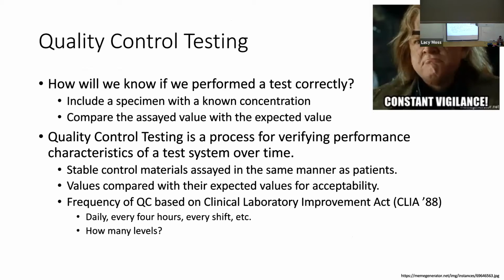So how will we know if we perform a test correctly? So this is why when you're doing testing, you include a specimen in your test where you know what it should be. You include a known concentration. So this is what quality control material is. And you compare your assayed value with the expected value. And if it's too far off, you go, something has gone wrong. I need to look back and figure out what has gone wrong and how I can fix it before I can release my patient results, because I don't know if it also went wrong in my patients.